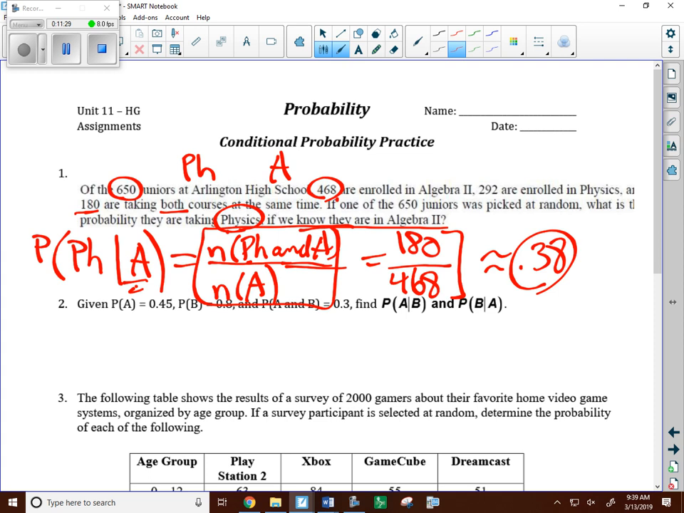One other thought on this one, the 292, you don't even use. Now, if they ask us, what's the probability somebody's doing algebra 2, given that they're in physics, then we would have used the 292. Okay. Could I answer any questions on that one?